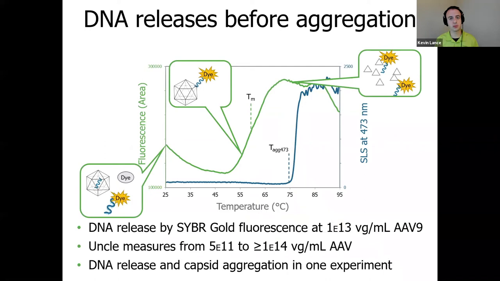Results of this experiment, once they're analyzed, look like this. So in green, we're tracking the fluorescence data, which is the area under the curve for that SYBR Gold. We see that it starts at a certain level, which is going to correspond to how much free DNA is floating around in a sample that's either unpurified or has been aged a little bit and capsids have been degrading over time. And as we increase temperature in this experiment, SYBR Gold fluorescence first decreases because there's a relationship between SYBR Gold fluorescence and temperature, easily shown through a control.